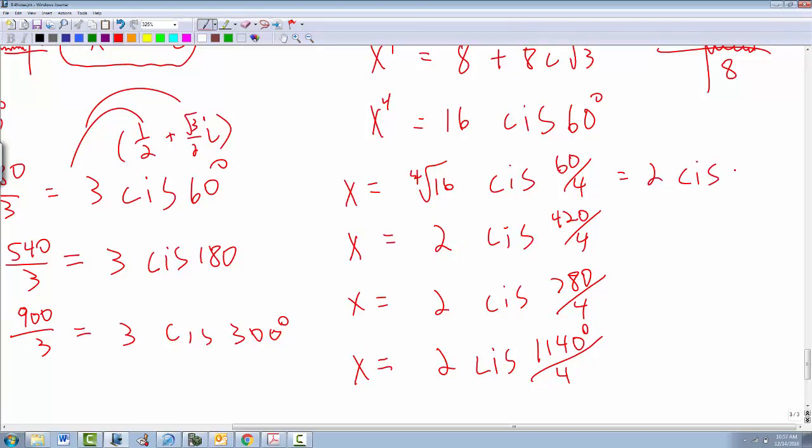But I just wanted to ask you this question. If I was annoying and I made you write this in rectangular format, what would you have to use? Calculator. You'd have to find the cosine of 15, find the sine of 15, and then distribute the 2. Not a big deal. Not hard.